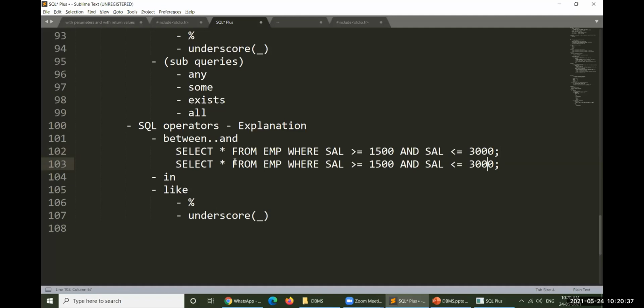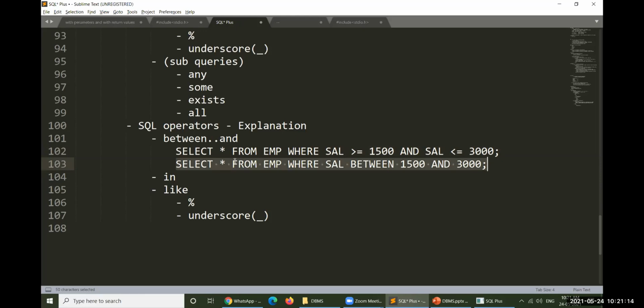The same query could be written as salary between 1500 and 3000. Look at this, how simple it is. It could be seen as a simple English literature kind of sentence. Whereas the previous one, if you take it here, is in a mathematical form, but this is a simple English literature kind of operation.